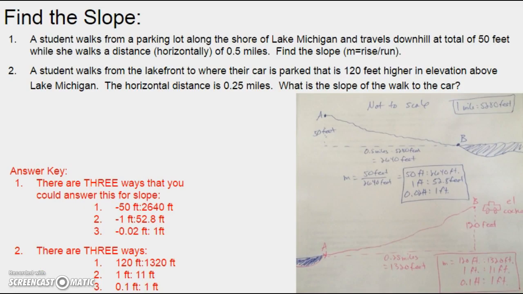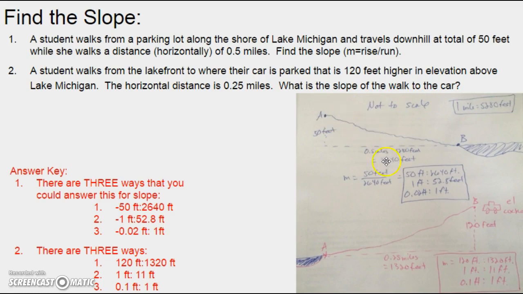And last but not least, finding slope. A student walks, and I tried to draw you pictures here of what it's trying to communicate to you. A student walks from the parking lot to the shore of Lake Michigan and travels downhill a total of 50 feet while walking a distance of about half a mile. Find the slope. So notice they walk down along Lake Shore. They walk down 50 feet, their rise, versus a run of about 0.5 miles. Notice 1 mile is 5,280 feet, and these are not drawn to scale. Neither one of them are.